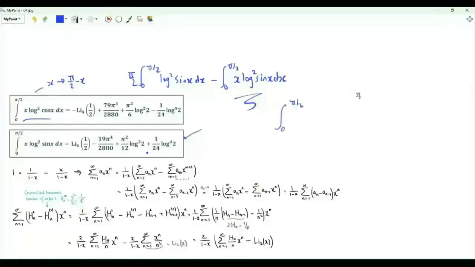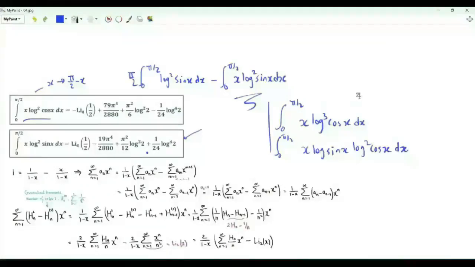The other 2 are integral x from 0 to pi over 2 of x times the cube of log cosine x and integral x from 0 to pi over 2 of x times log sine x times the square of log cosine x. We can evaluate these 2 integrals via developing a series representation for the cube of log 2 cosine x. This is our next task.